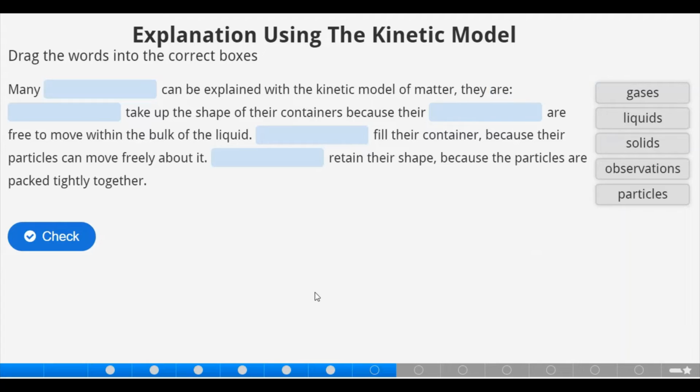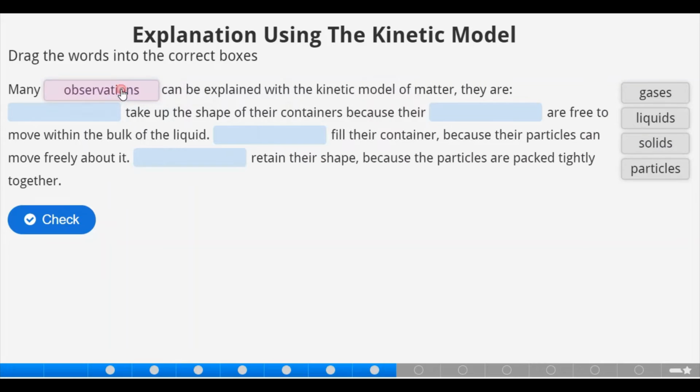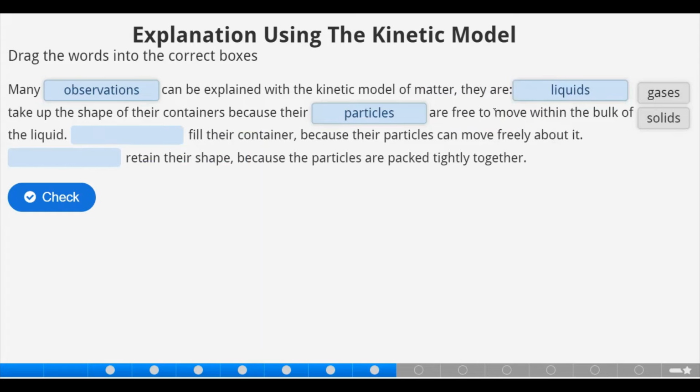Explanation using the kinetic model. Many observations can be explained with the kinetic model of matter. They are liquids, okay, take up the shape of their containers because their particles are free to move within the bulk of the liquid.